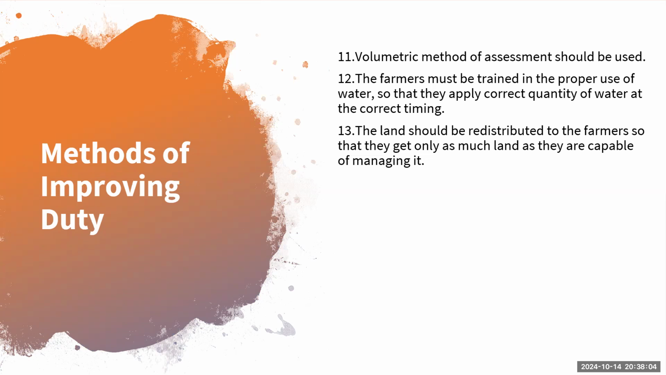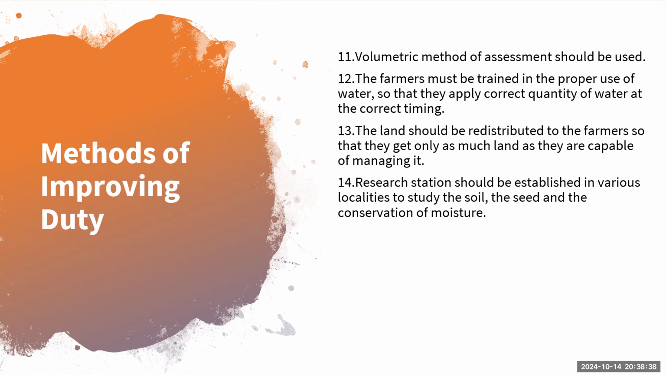Now there is one more suggestion to improve the duty. The land should be redistributed to the farmers so that they get only as much land as they are capable of managing. This is quite a difficult thing, but it also improves the duty. If there is more land for one farmer, then he is unable to manage all the land for irrigating that particular land.